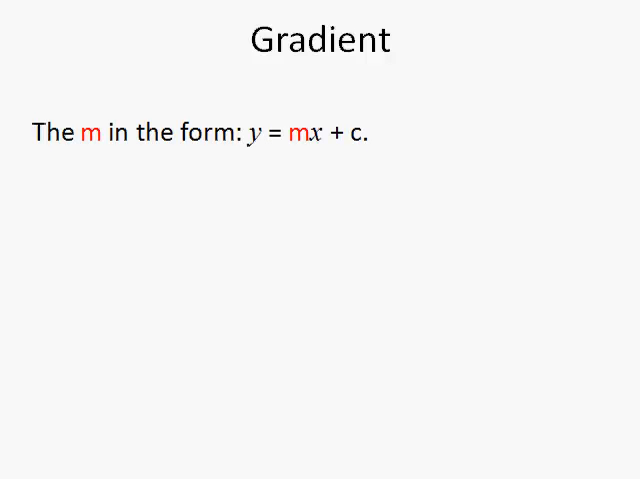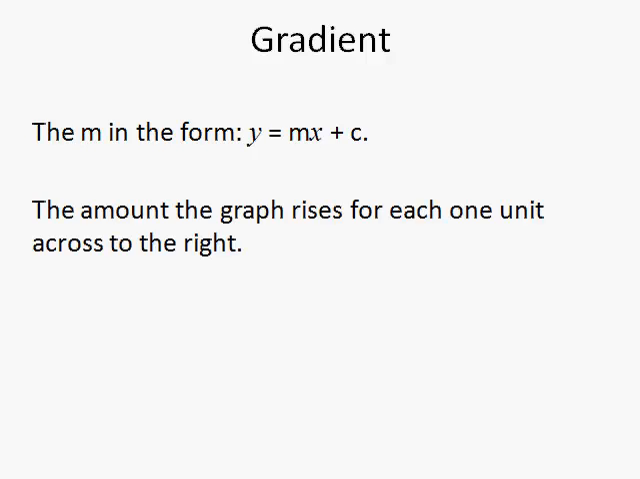The gradient, which is the m in the y = mx + c, is the amount the graph rises for each 1 unit across to the right. If we have a line, we take a point on that line, we go 1 to the right, and it must always be to the right, and the increase in that time is the gradient m.